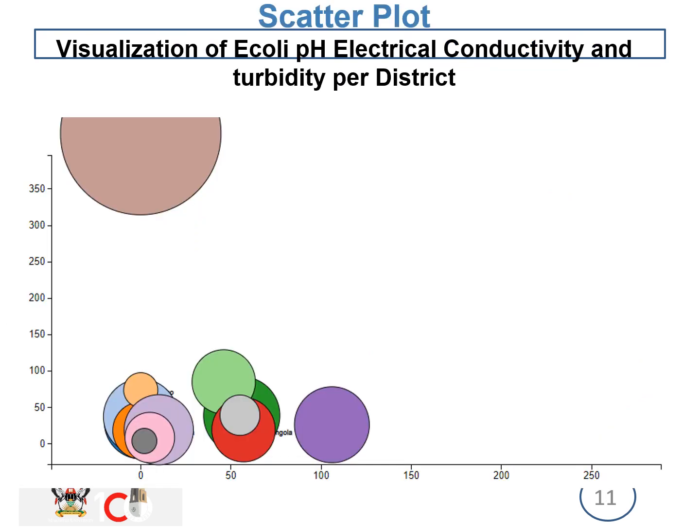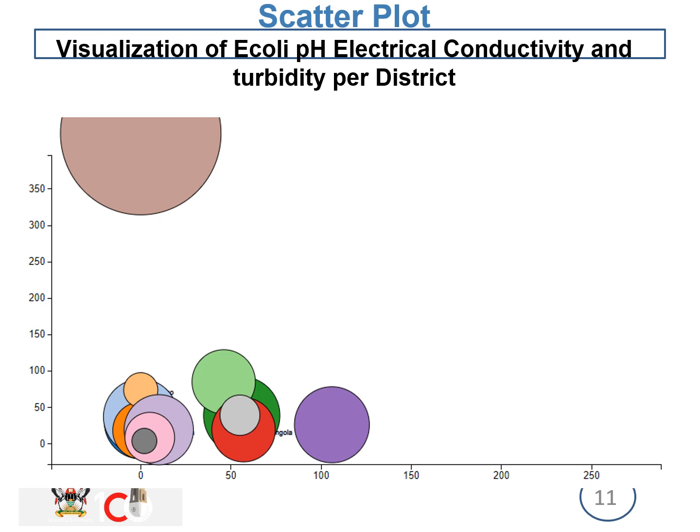So in this other scatter chart, this one visualizes the pH, the electrical conductivity and the turbidity of the districts, and you see that some of these districts have got the highest, because it combines all of them.